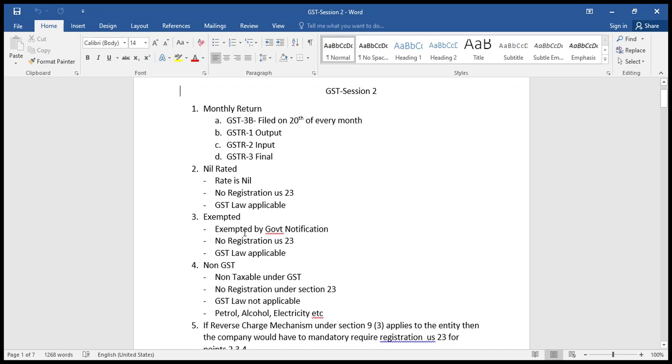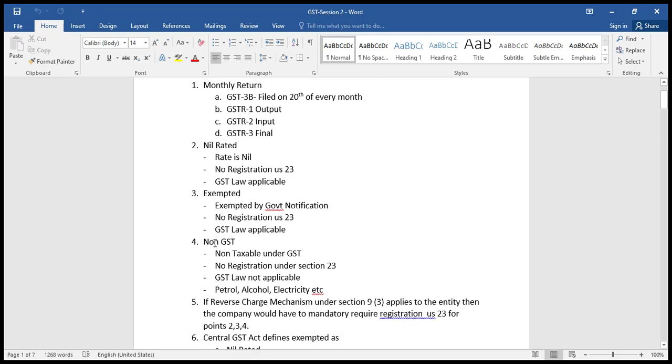Exempted goods are exempted by government notification. No registration under Section 23. GST law is applicable on such goods. Non-GST, non-taxable under GST. No registration under Section 23. GST law not applicable. Petrol, alcohol, electricity, etc.